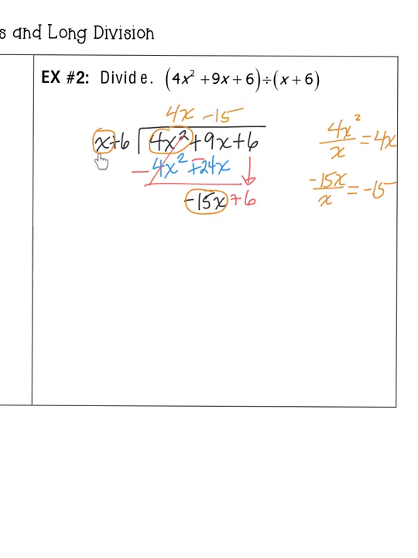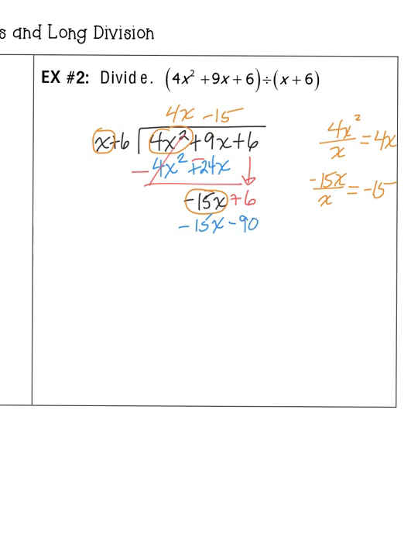Whatever I put up here gets multiplied to everything here. So negative 15 times x is a negative 15x. See how they match exactly? Negative 15 times positive 6 is a positive 90. Sorry, negative 90. I'm having issues this afternoon. Positive times a negative is a negative.